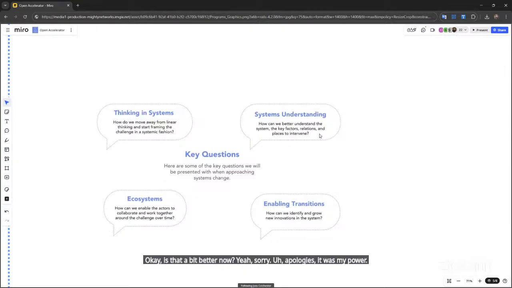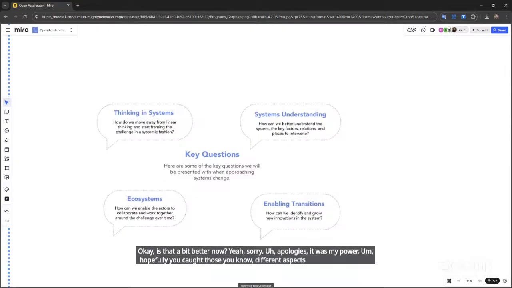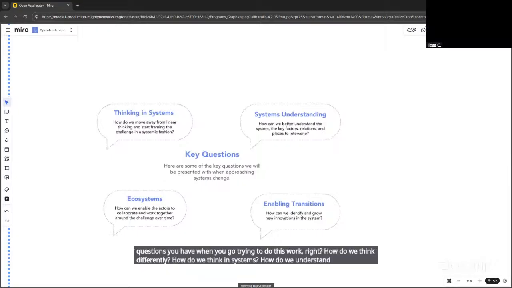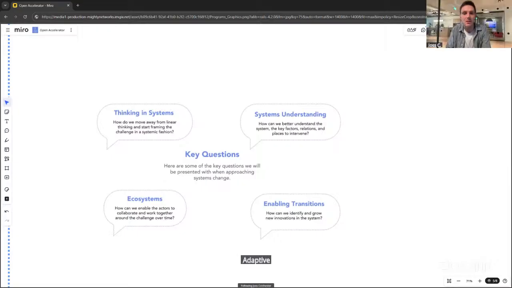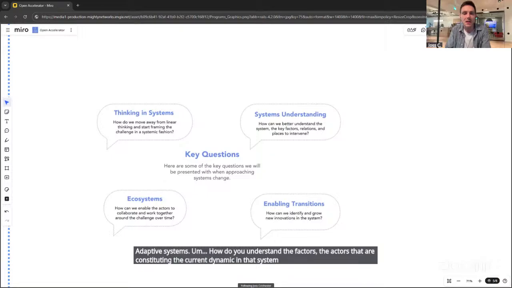Hopefully you caught those different aspects, the key questions you have when you try to do this work, right? How do we think differently? How do we think in systems? How do we understand complex adaptive systems? How do we understand the factors and actors that constitute the current dynamic in that system? How can we think about change and transformation in this context?